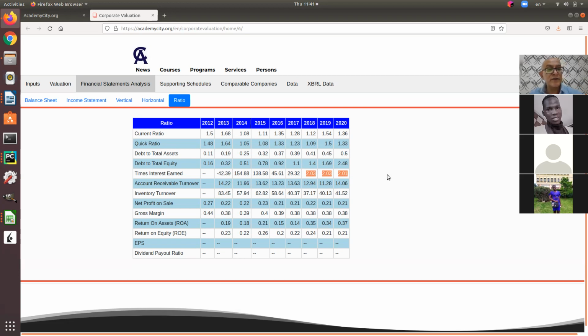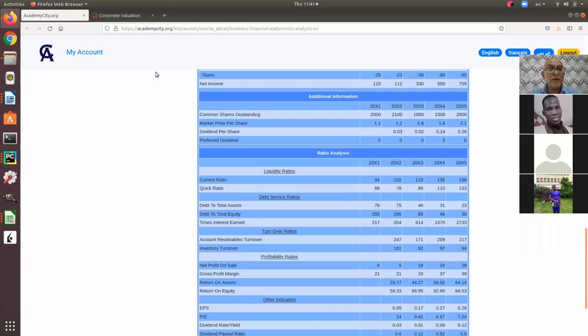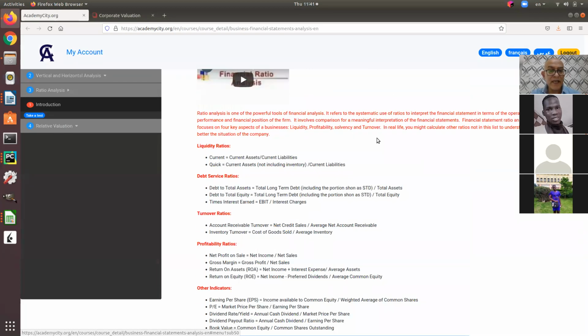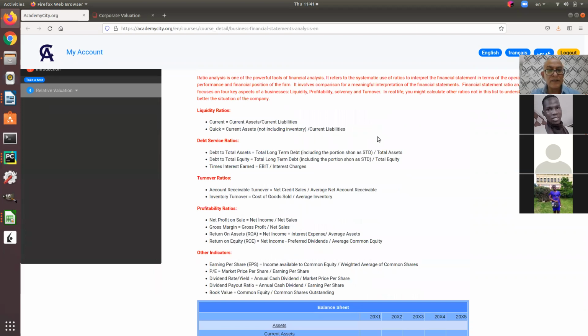Let's get back to the other categories. What are the other categories? The next one is turnover ratios. And again, this is a ratio that tells me how efficient the company is in managing their inventory and managing their customers.